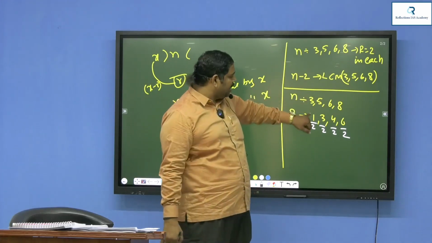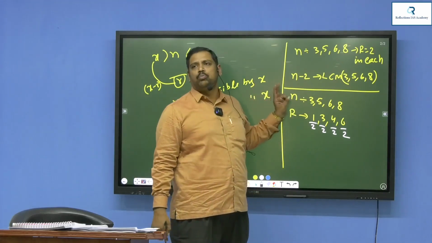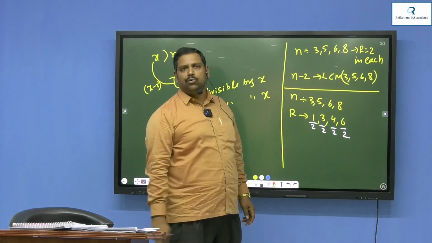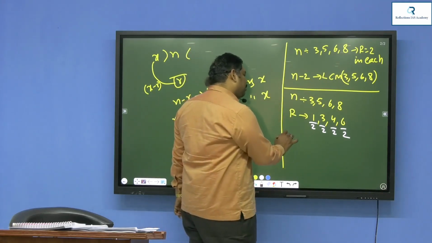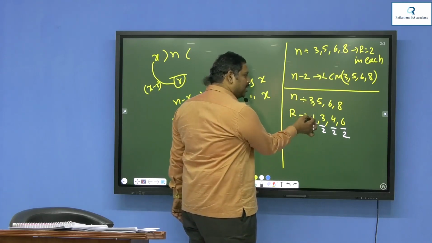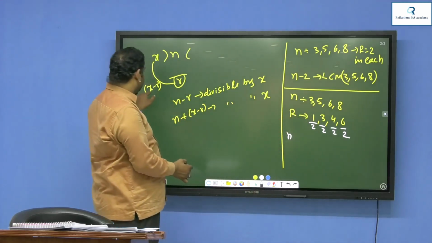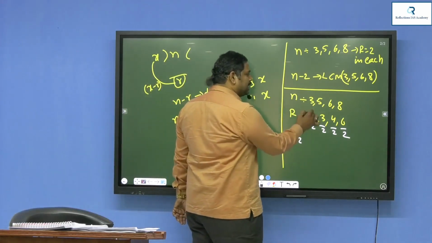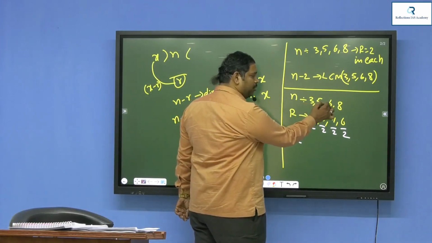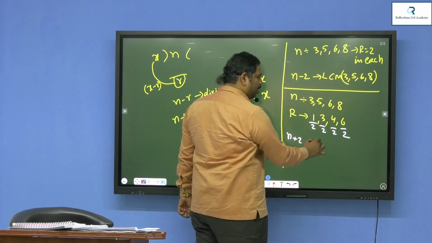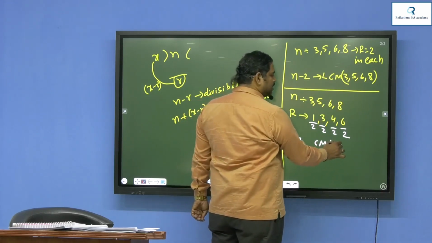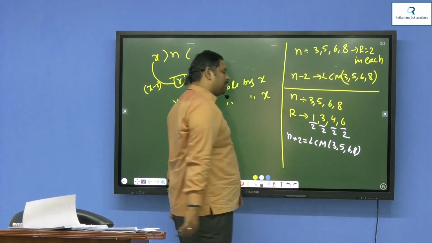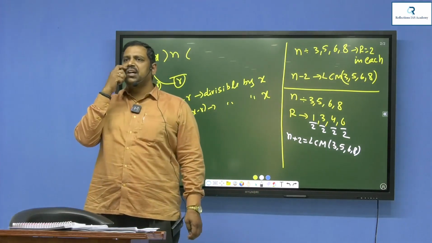The difference between the divisor and the remainder is how much? 2. What's the difference here? 2. Since the difference is 2, that number should be added. I can say that n plus 2 is divisible by 3, 5, 6 and 8, which means a common multiple of 3, 5, 6 and 8, and he is asking about the least one. So n plus 2 is nothing but the LCM of 3, 5, 6 and 8.